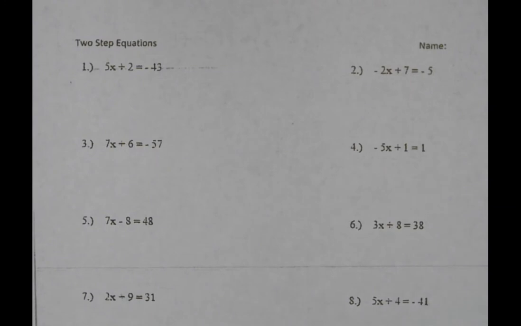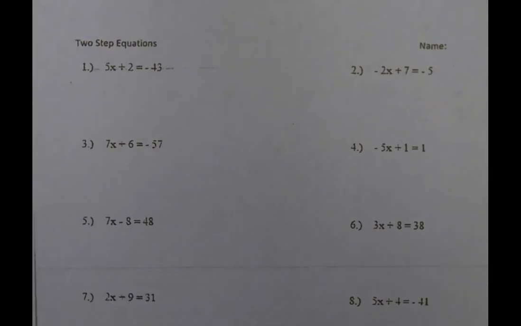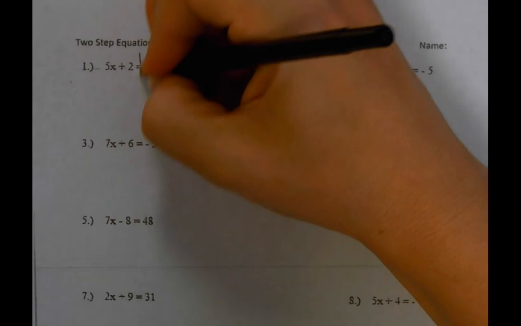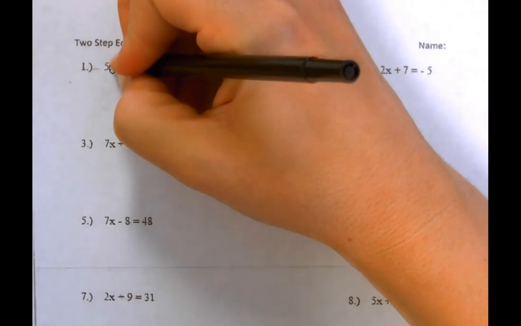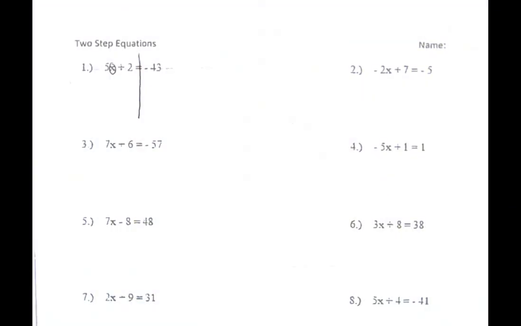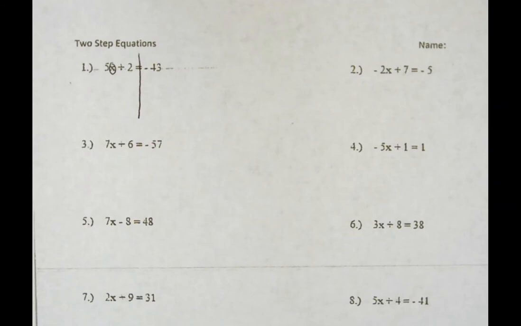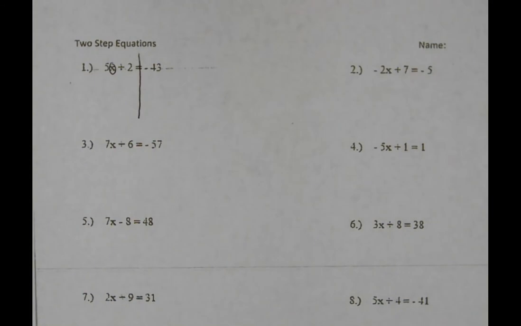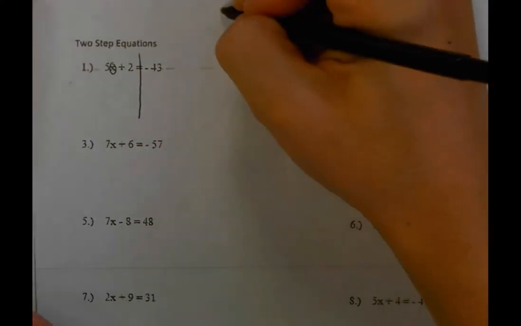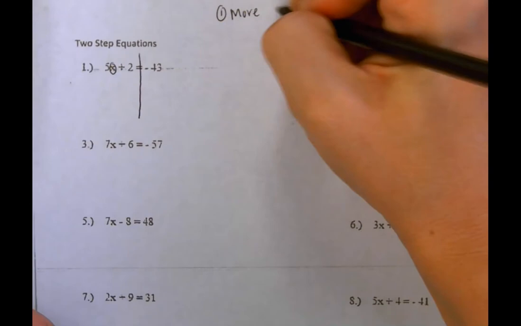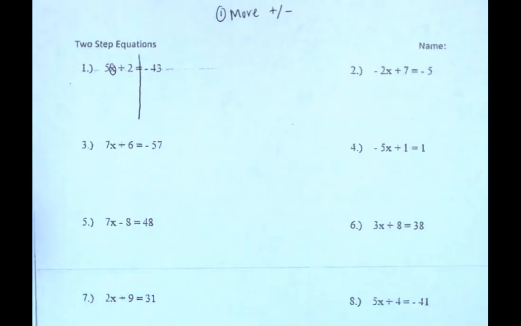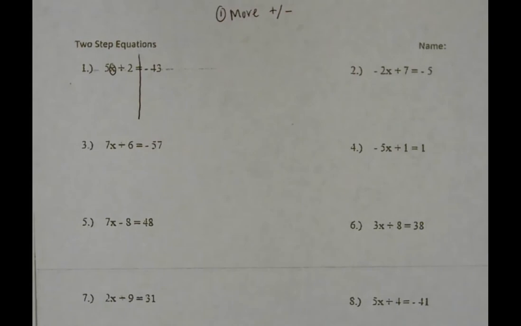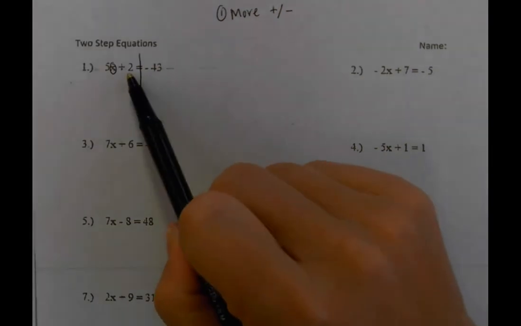When we solve a two-step equation, just like our one-step equations, we're going to start by drawing our fence and circling our variable. The goal, just like one-step equations, is to get that variable by itself. When we do two-step equations, the first thing we're going to move is our addition and subtraction. Anything being added or subtracted, we're going to move to the other side of the fence first. So for instance, this plus 2 is going to go first.